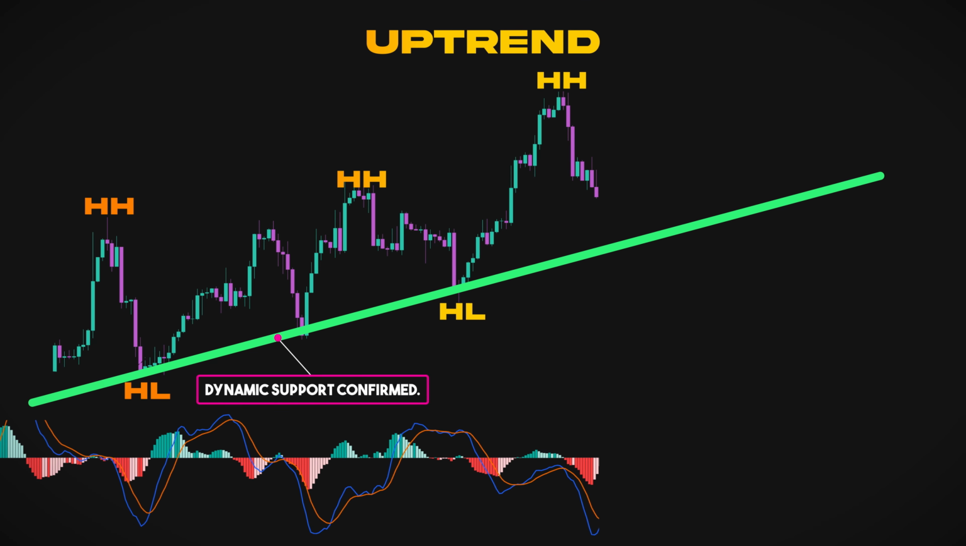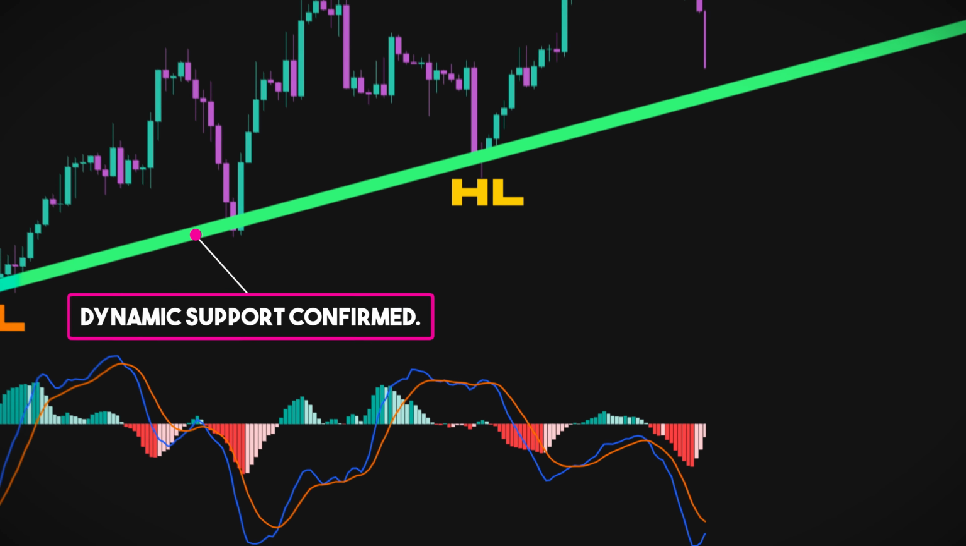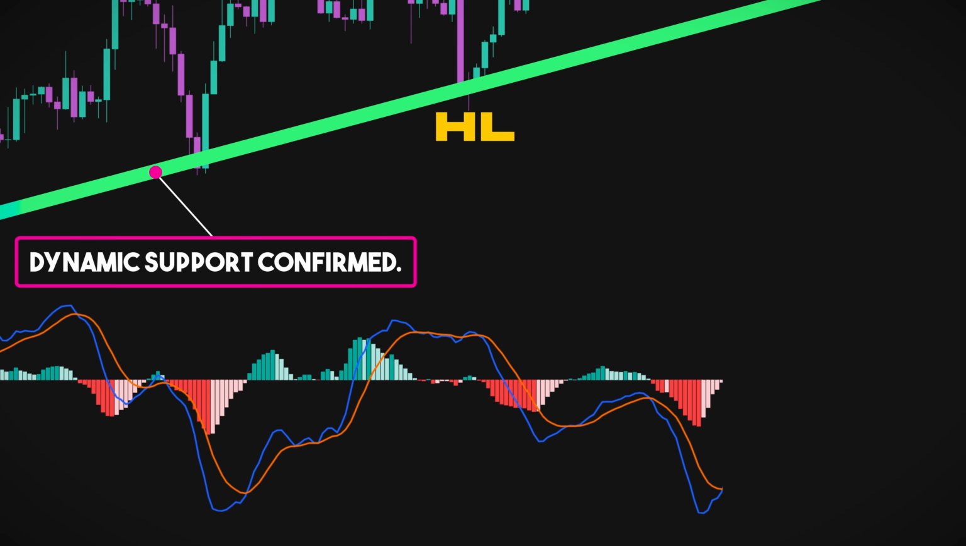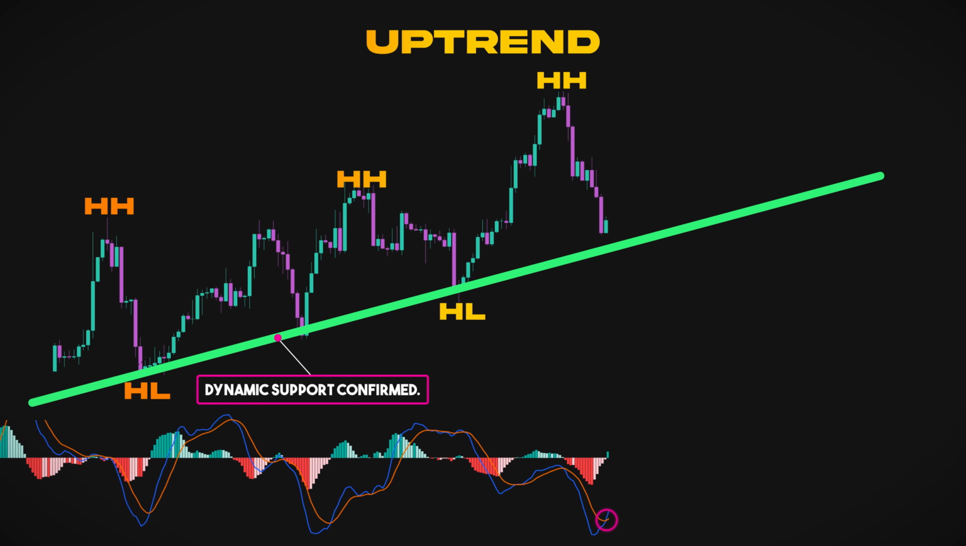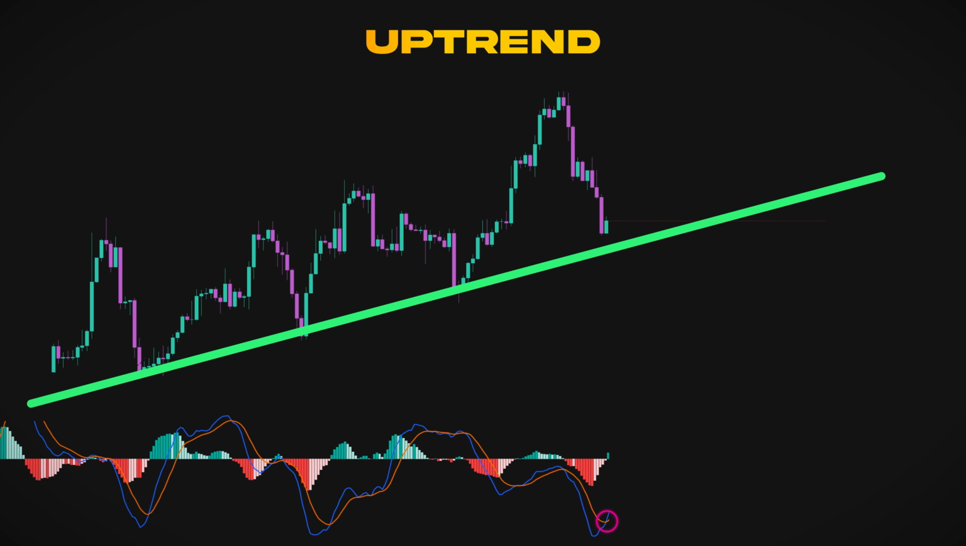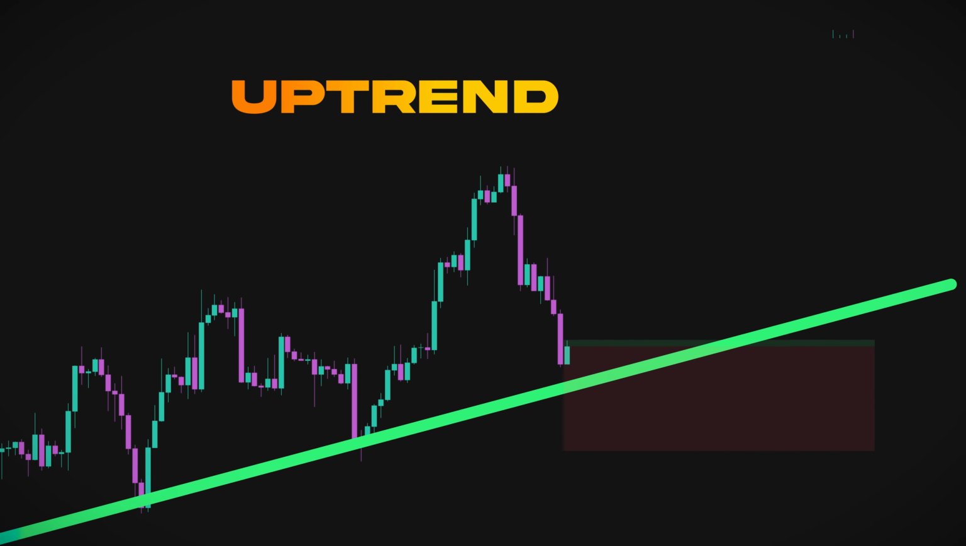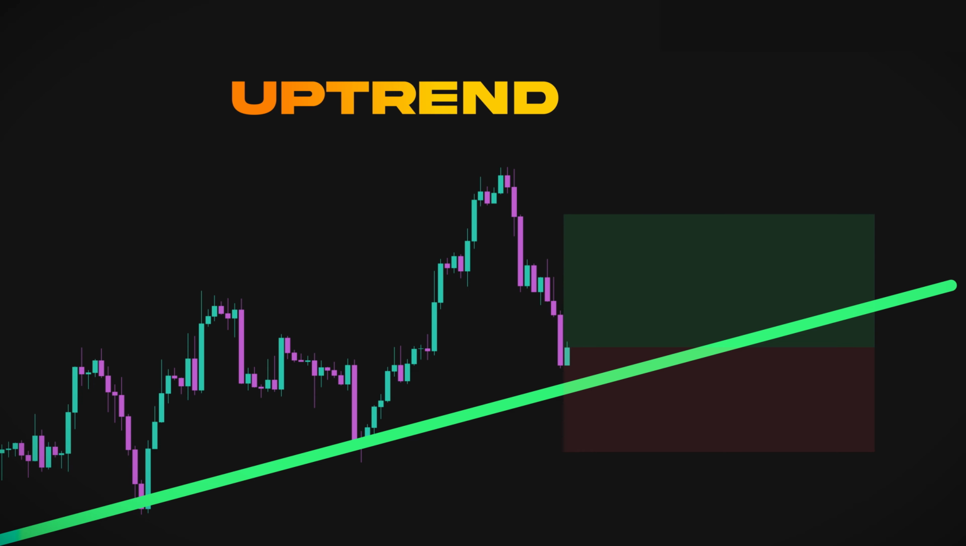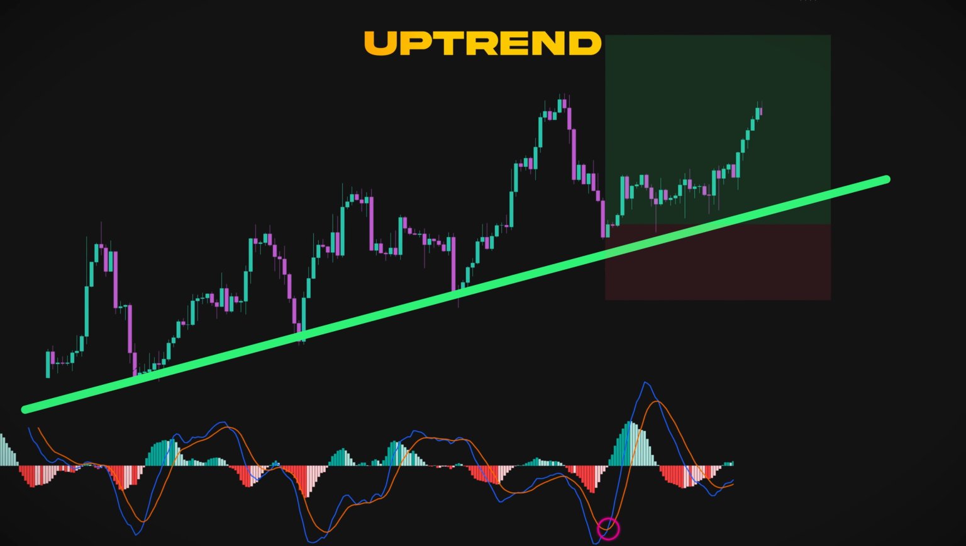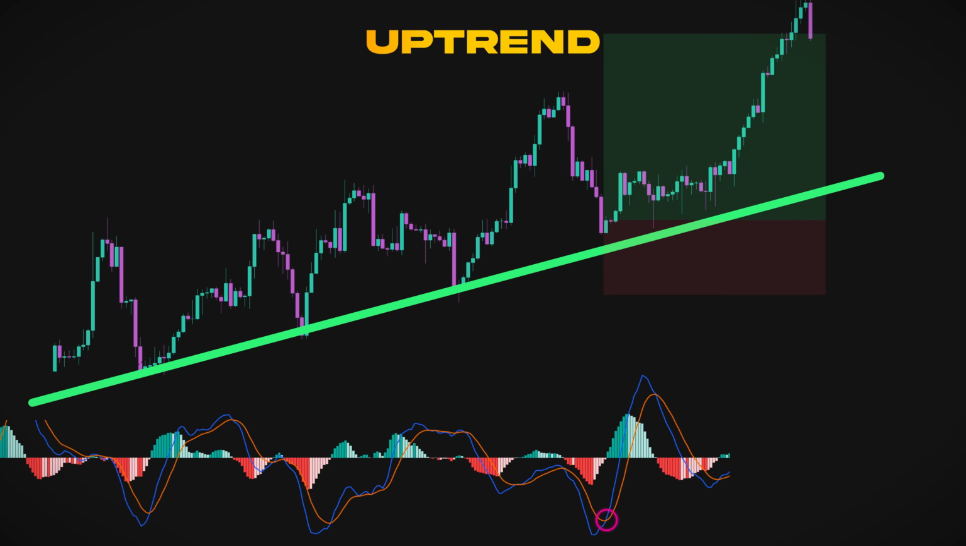Next, use the MACD indicator to strengthen your analysis. Wait for a bullish crossover, where the blue MACD line crosses above the red signal line. This signals a potential shift in momentum toward buyers. Place your stop loss just below the recent swing low to protect your position. For the take profit, aim for at least 1.3 times the risk you are taking. You can also align your take profit with a key resistance level to maximize potential profits.